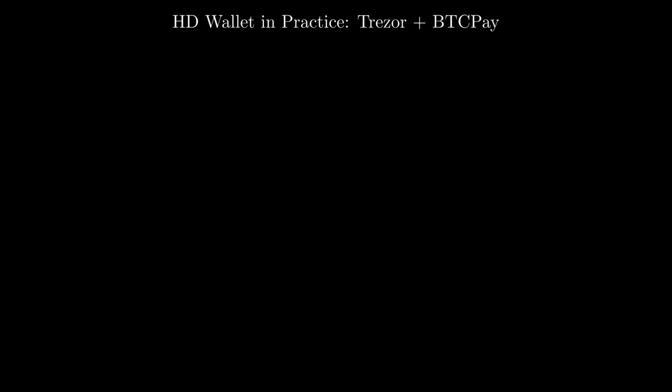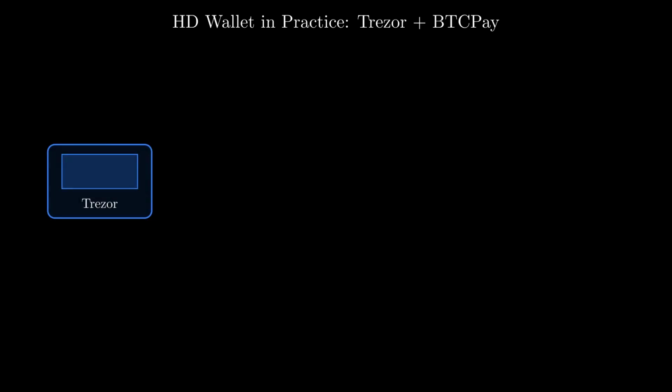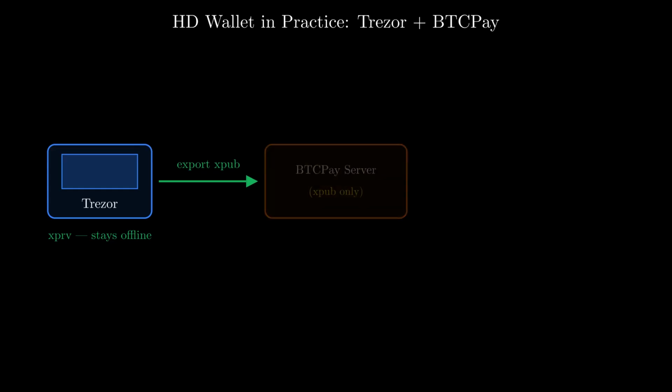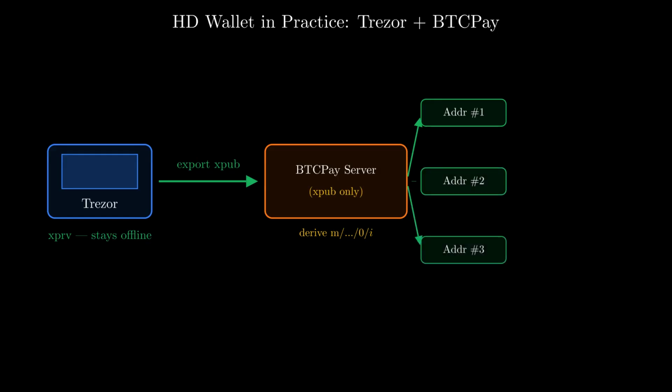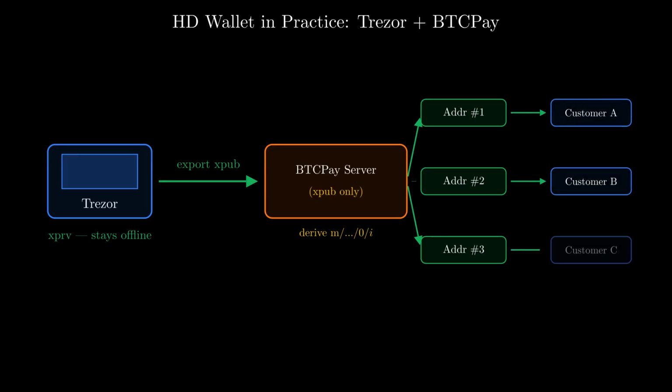Now put this to work. Gabriel connects his Trezor, a hardware wallet where private keys never leave the device. Using the Trezor web interface, he exports the extended public key, or xpub, for his store's account. He pastes that xpub into BTCPay Server, his self-hosted payment processor. For every new order, the server derives a fresh address down the change 0 branch. Each customer gets a unique address, doubling as an invoice identifier and a privacy boundary.